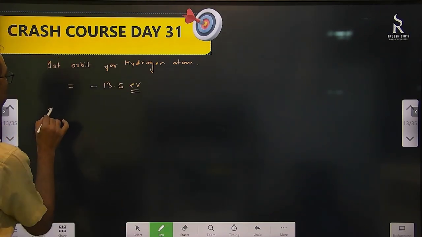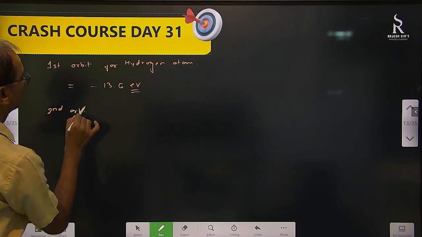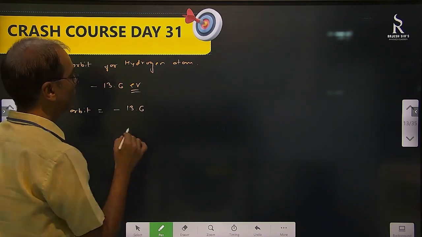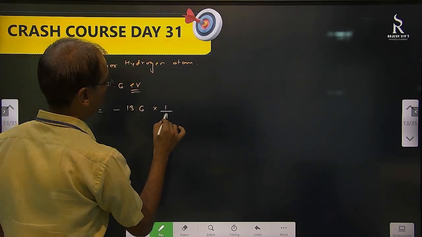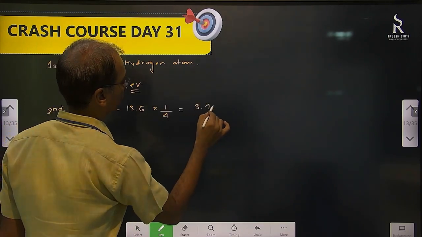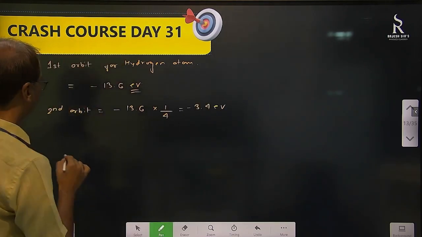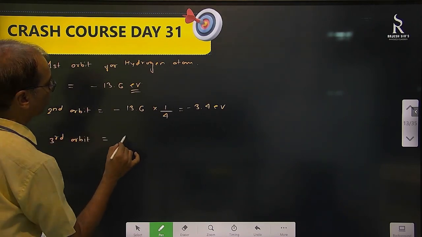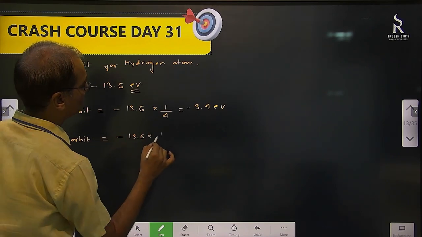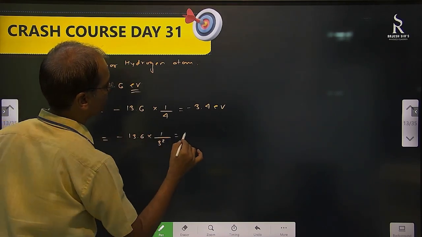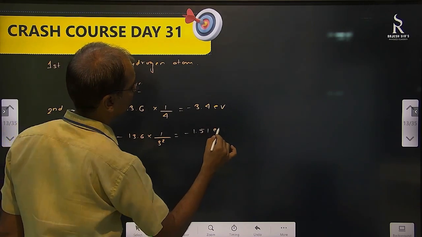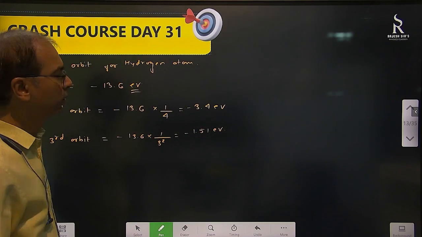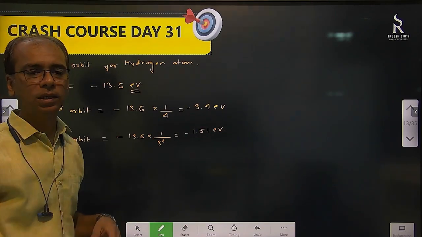Second orbit: minus 13.6, Z is 1 and n becomes 2, so it becomes minus 3.4 eV. Third orbit: minus 13.6 into 1 by 3 square, that is minus 1.51 eV. Like this, we can find it very easily with the formula that we have, minus 13.6 Z square by n square eV.